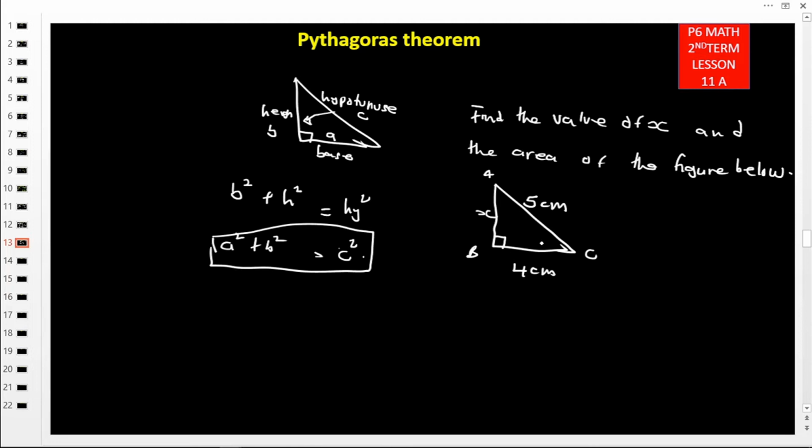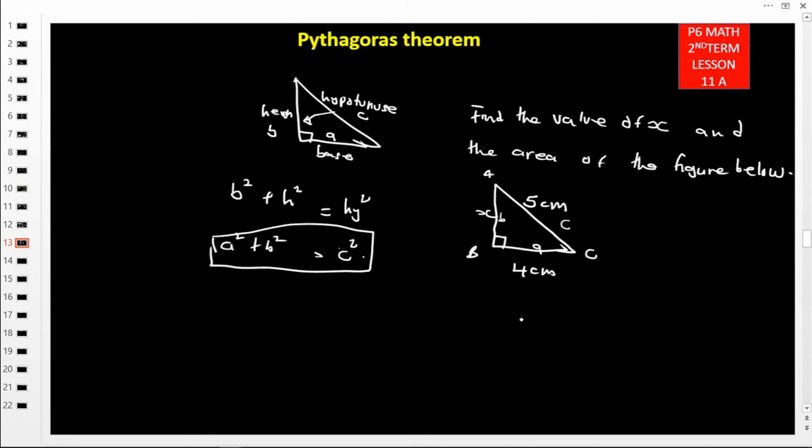Now when you look at this one, we are going to apply the Pythagoras theorem. We use Pythagoras theorem when we are finding any missing part of a triangle. So we can't get the area yet, because to get the area, it is half base times height, and the height is not given, so we have to first find the height. So this one is A, this one is B, and this one is C. To get this missing side, we are going to use the Pythagoras theorem.